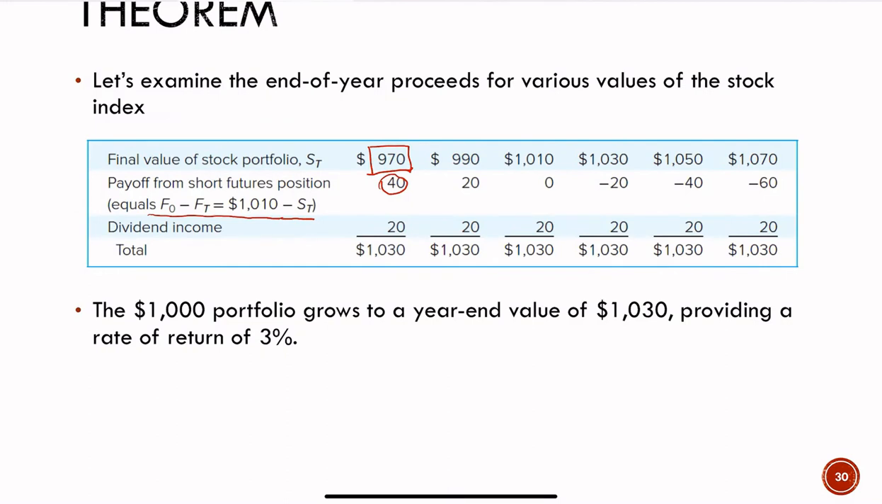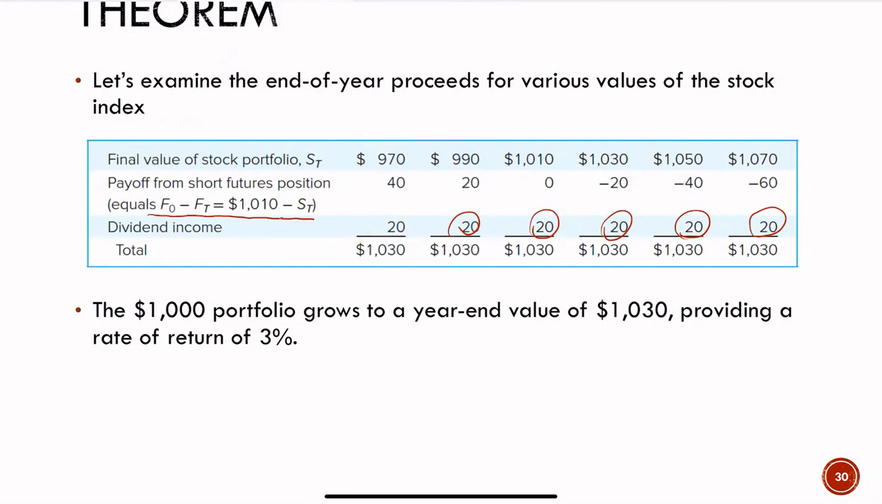And obviously you will always receive this $20 dividend because you're having a long position in this equity portfolio. So you will add up these three parts: the value in your equity position, the value from your short position in the futures contract, and the final date dividend payoff. So adding up these three numbers, you will get $1,030.